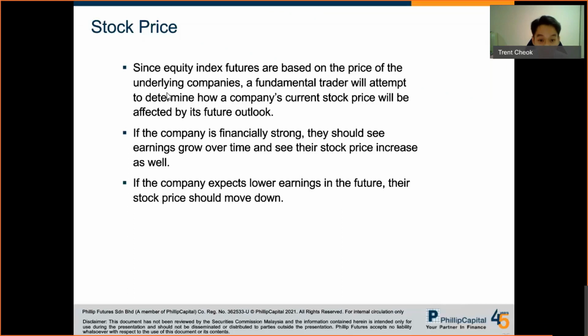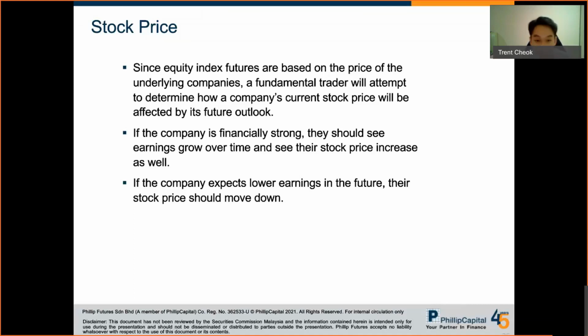Since equity indices are based on the price of the underlying companies, a fundamental trader will attempt to determine how a company's current stock price will be affected by its future outlook. So basically, if the future outlook of all the FM70 companies is good, the FM70 index will appreciate, meaning it will go up. Because if stock prices go up, the index definitely will go up, right? It makes sense, right?